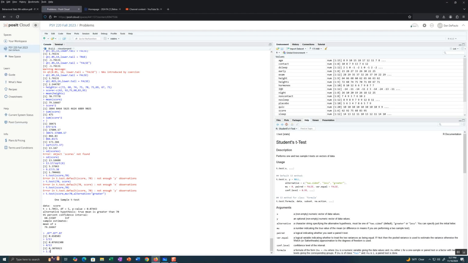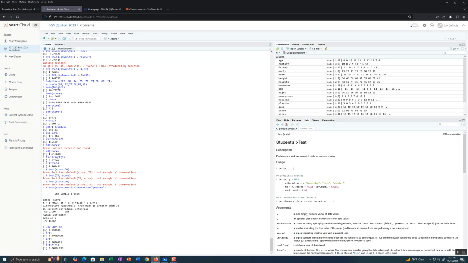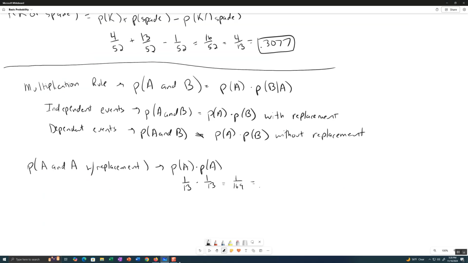So let's do 1/13 times 1/13. 0.0059 to 4 decimals. 0.0059. That's a very small probability of getting 2 aces with replacement. Now let's try the same problem without replacement. So these are independent events. Let's do without replacement.